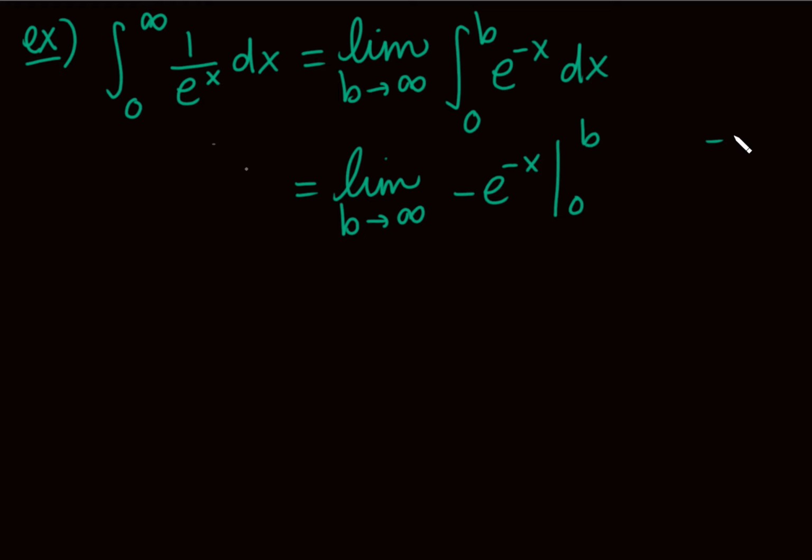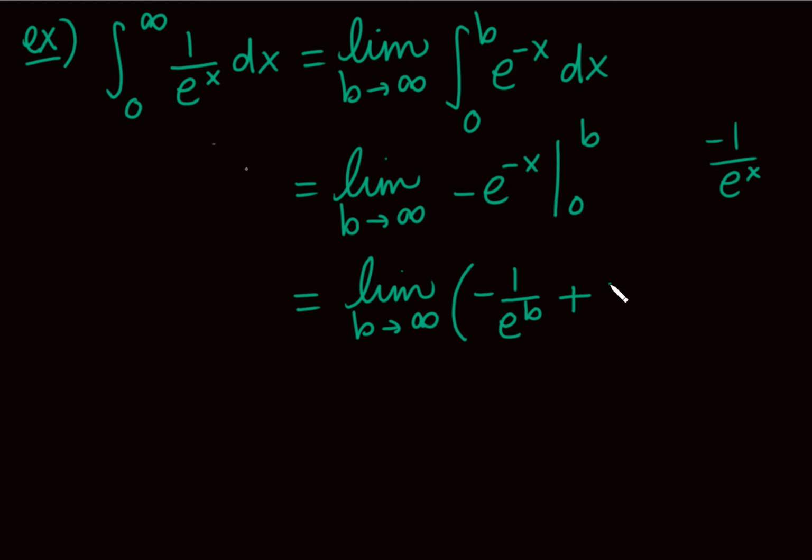And what is this? This is 1 over e to the x, right? So I plug in my bounds. I get the limit as b approaches infinity of negative 1 over e to the b, minus a negative, if I put in 0, I get e to the 0, which is 1, minus a negative 1, which is plus 1. And again, I have this situation.